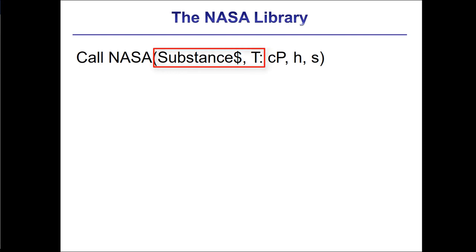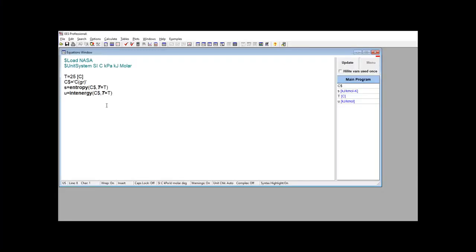The first is this string substance $, and that's going to be the name of the substance you're interested in. And then T is temperature. And then after the colon, you have three outputs, which would be Cp, H, and S. And these are the specific heat capacity at constant pressure, and then specific enthalpy and specific entropy. So all of these are returned to you at the temperature you specify and at a pressure of 1 bar.